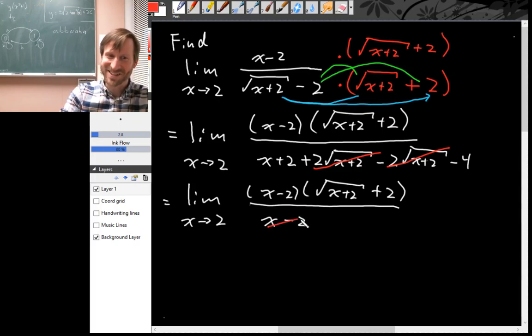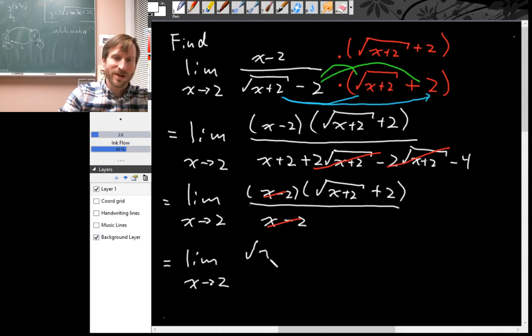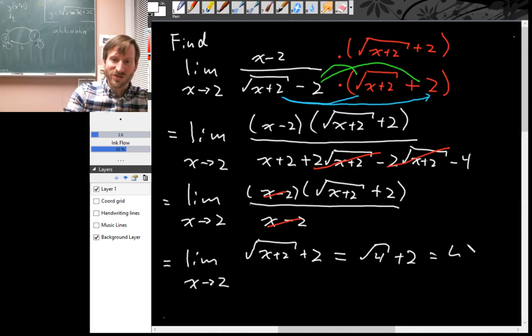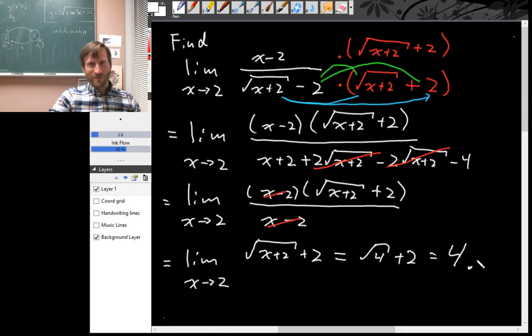We get more cancellation that happens. We can cancel a factor of x minus 2. That leaves us with the limit as x goes to 2 of the square root of x plus 2 plus 2. And this limit we can calculate using the limit laws. Plug in 2, and you're going to get the square root of 4 plus 2, and that whole thing is just 4. So that entire limit is just 4.